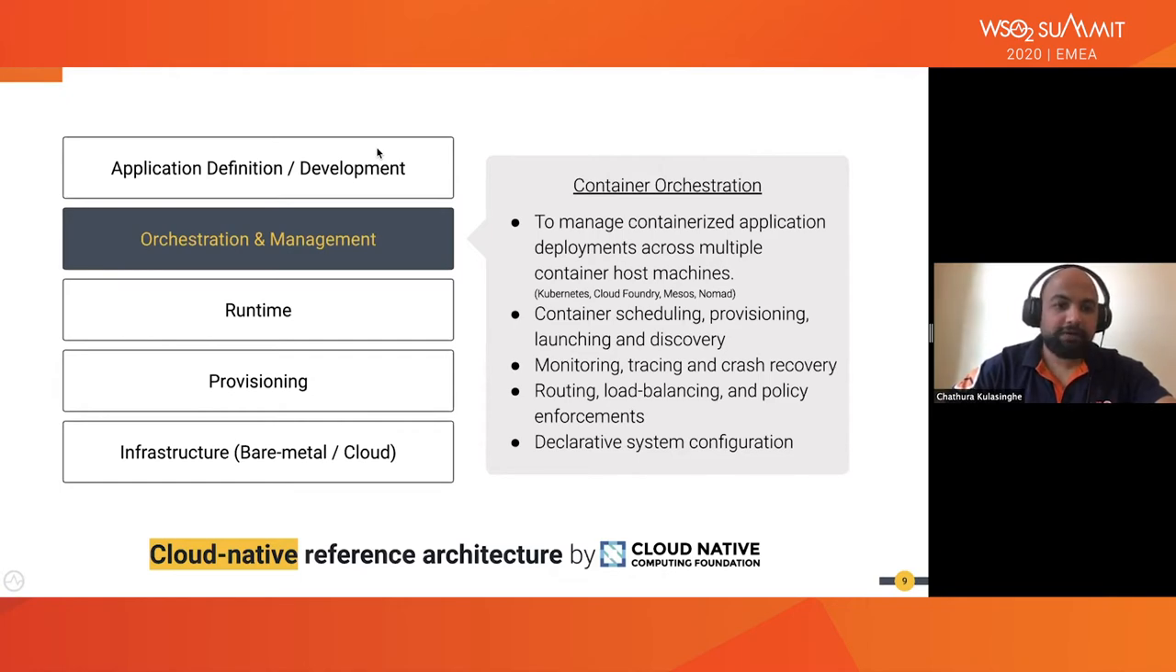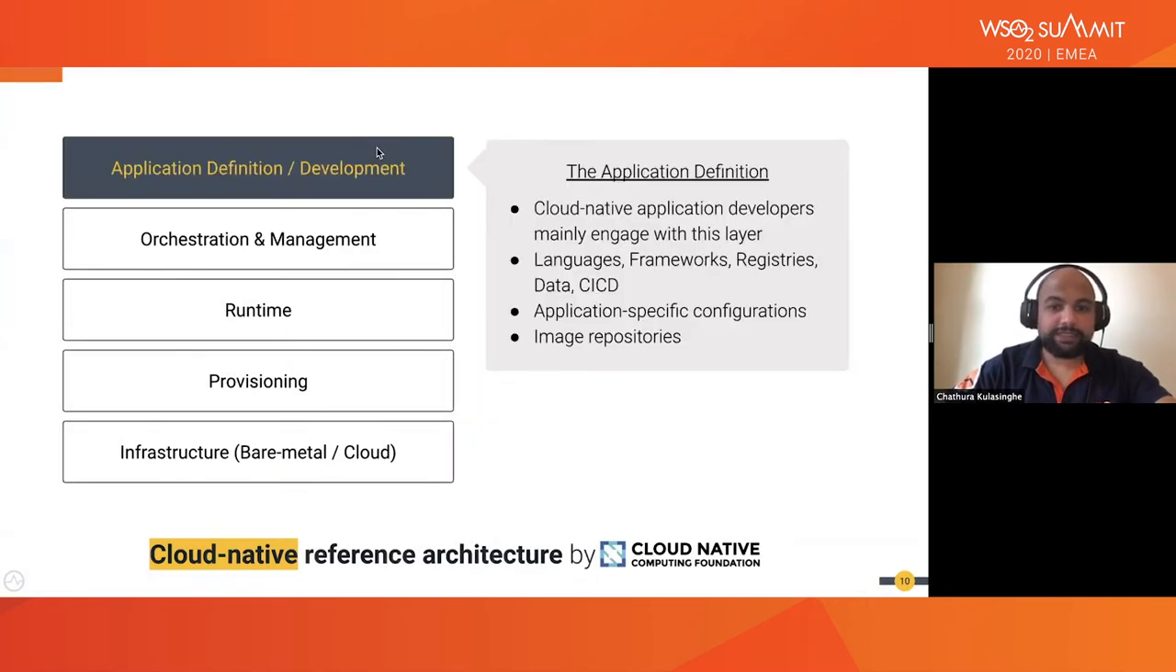And then we have the next layer, which is the application definition or development layer. So this is where most of the cloud native application developers engage. And you will find the languages, frameworks, registry products and data and CI/CD pipeline tools in this layer. So application specific configuration and image repositories are also related to this particular layer. So we went through all of these five layers.